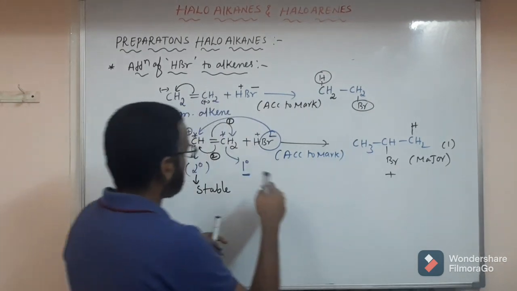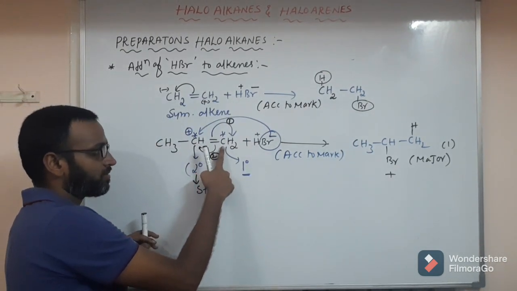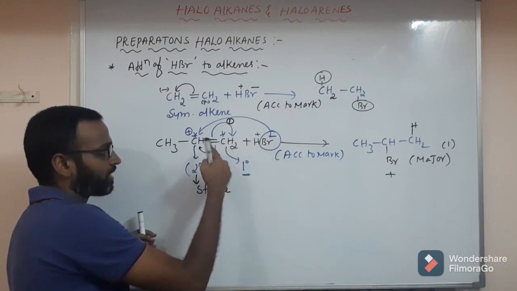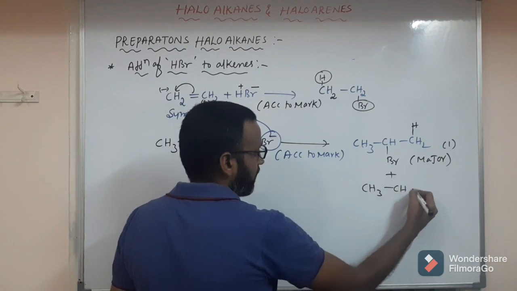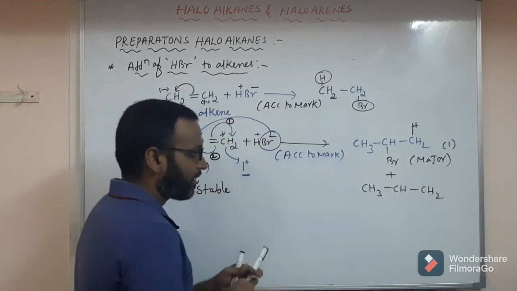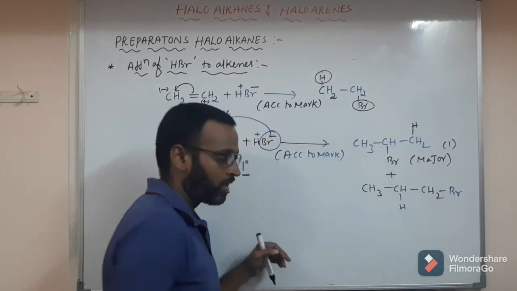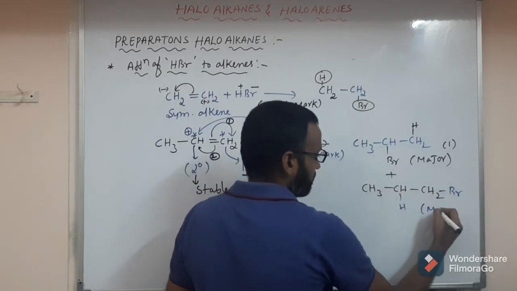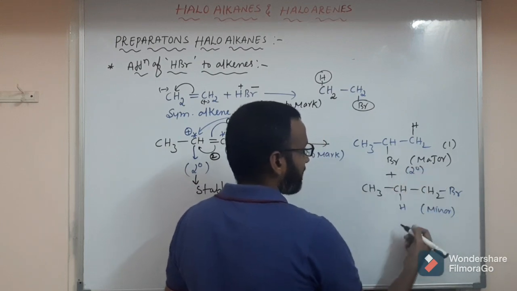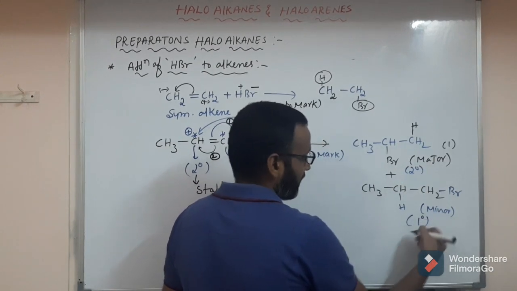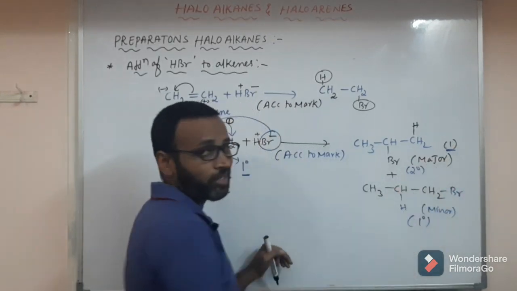And the second product is if this is migrating over here, this carbon gets positive charge. So Br minus will come over here, so that CH3, CH, and CH2, and here you have a bromine, and here you have a hydrogen. So this is the major product and this is the minor product. What is the reason? This is a secondary halide and this is a primary halide. This is the second product. Sir, don't think that because here secondary is written and here 1 is written, don't think that.